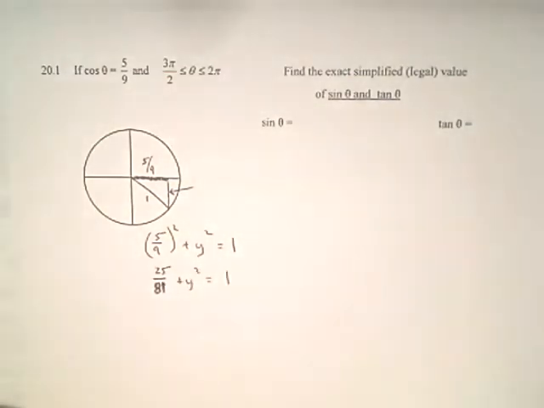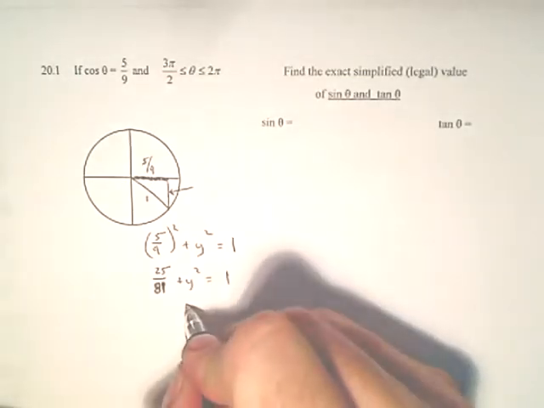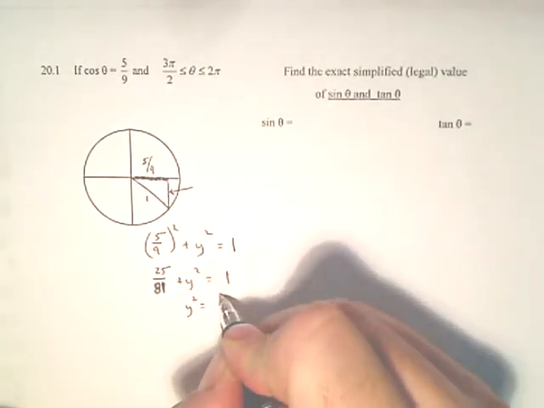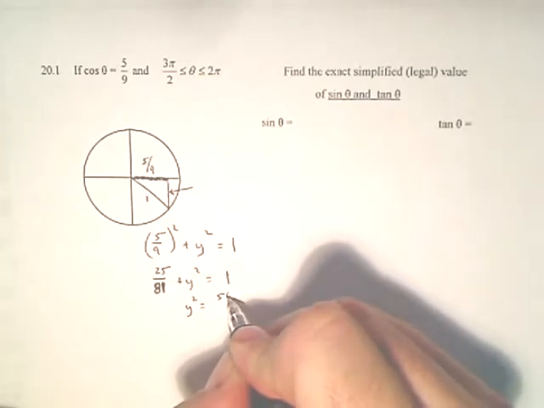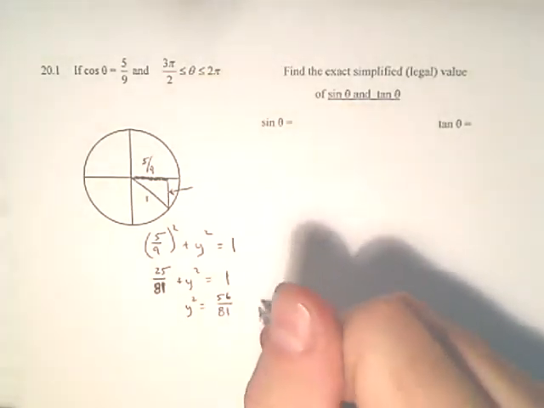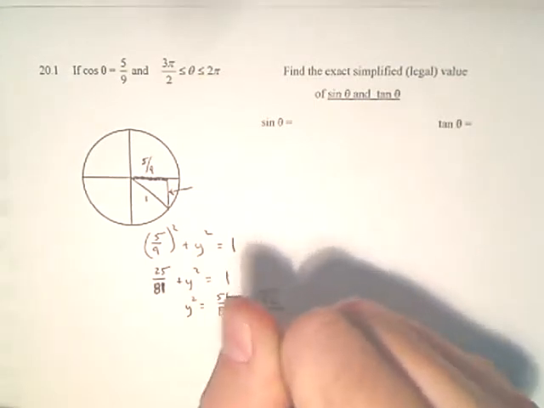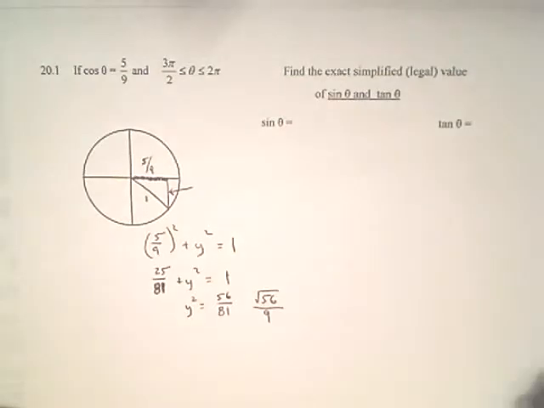Need to subtract 25/81s from 1, which is 81/81s, which would give you 56/81, which we need to square root. Square rooting both sides gives you square root of 56 on top and 9 on the bottom.